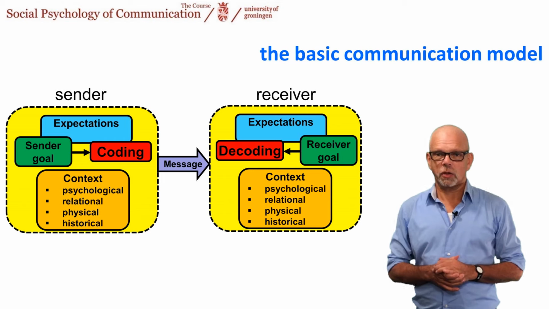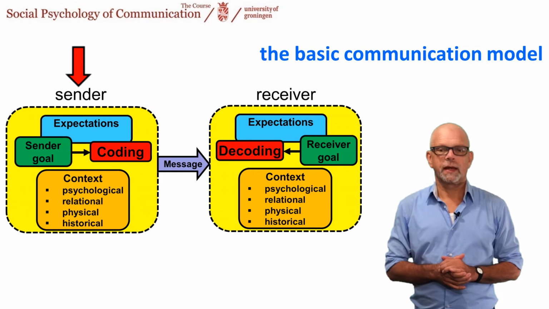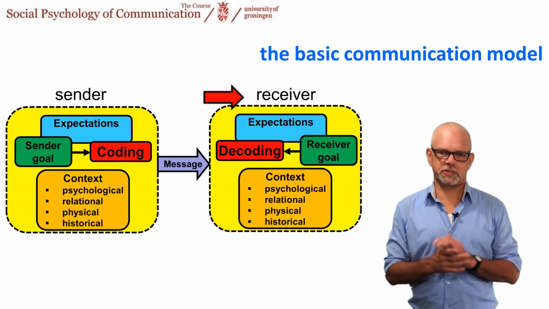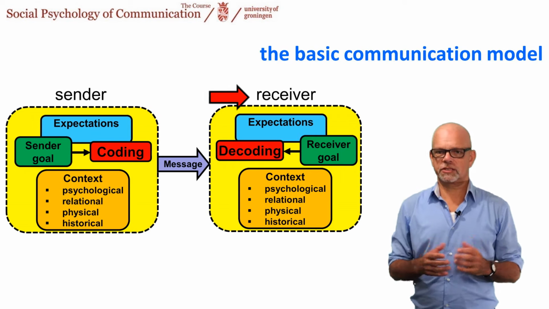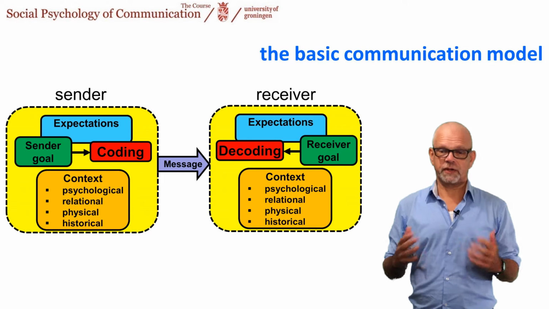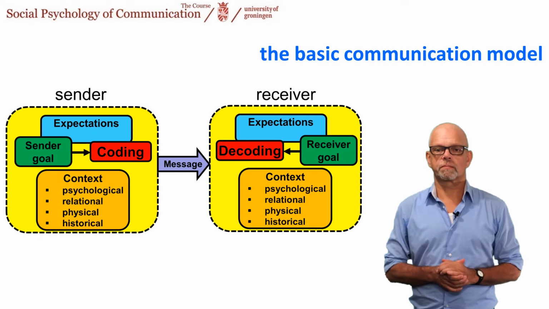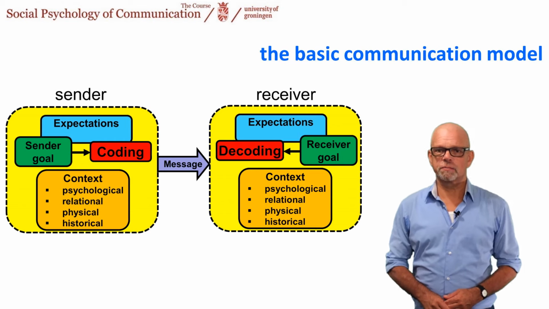The first and obvious feature is that there are a sender who sends a message and a receiver who receives this message. For example, one person says something while the other person just listens and tries to understand the message. This is the most basic communication building block.